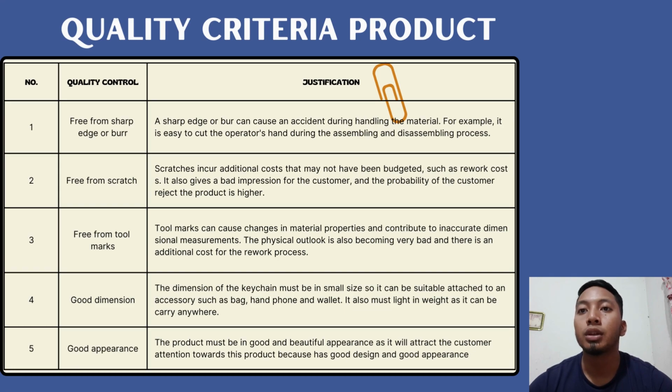Fourth is good dimension. The dimension of the keychain must be small so it can be suitably attached to an accessory such as a bag, handphone, and wallet. It must also be light in weight so it can be carried anywhere. And lastly is good appearance. The product must have a good and beautiful appearance as it will attract customer attention toward this product because it has a good design and good appearance.